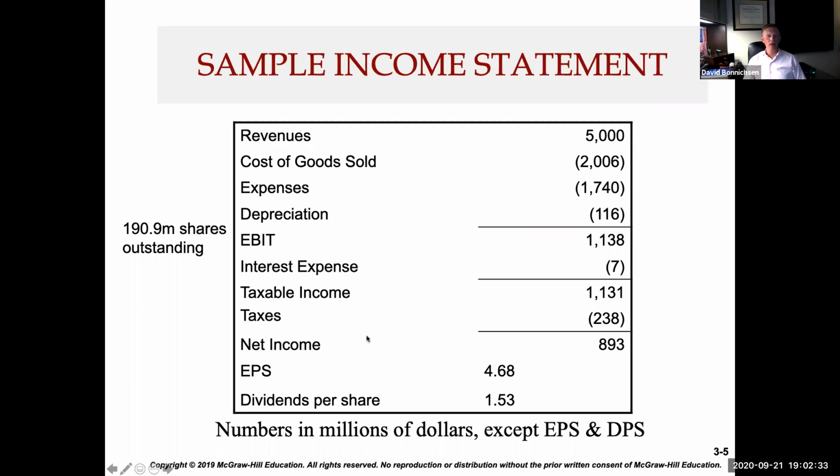Exactly. So net income, remember, net income equals dividends plus the addition to retained earnings. Therefore, if we're just doing everything on a per share basis, earnings per share equals dividends per share plus addition to retained earnings per share. So the addition to retained earnings per share is simply the difference between those two numbers.